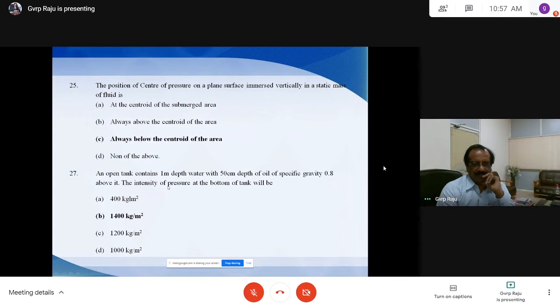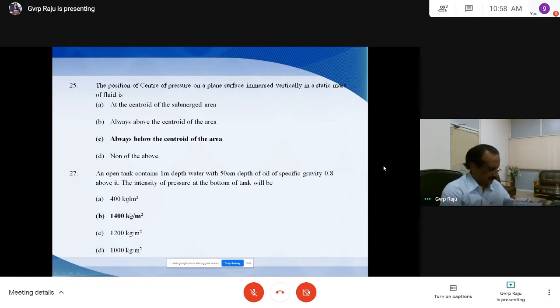Because this is already 1000 here, it should be more than 1000. So more than 1000 we have only 2 options here. It cannot be 1000 because we have the water here, so either 1200 or 1400. Obviously 8 into 5 will give only 4, not 12. So in simple common sense we can give the answer 1400 kg per meter square.